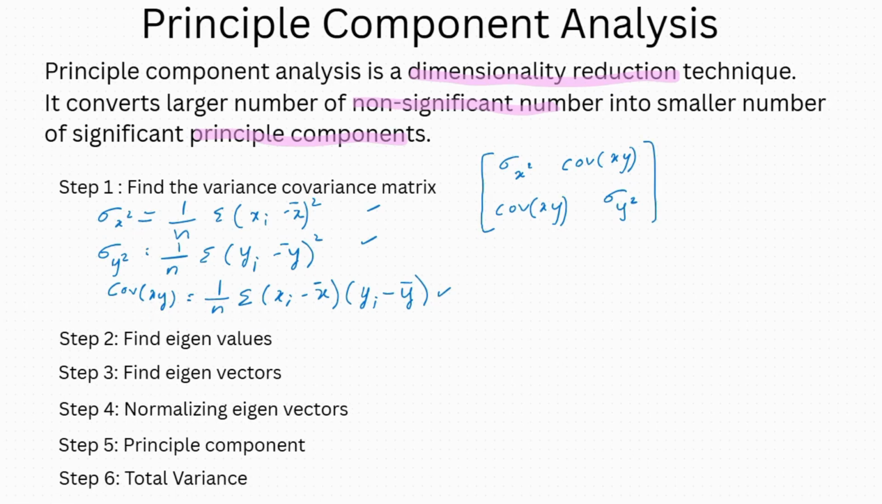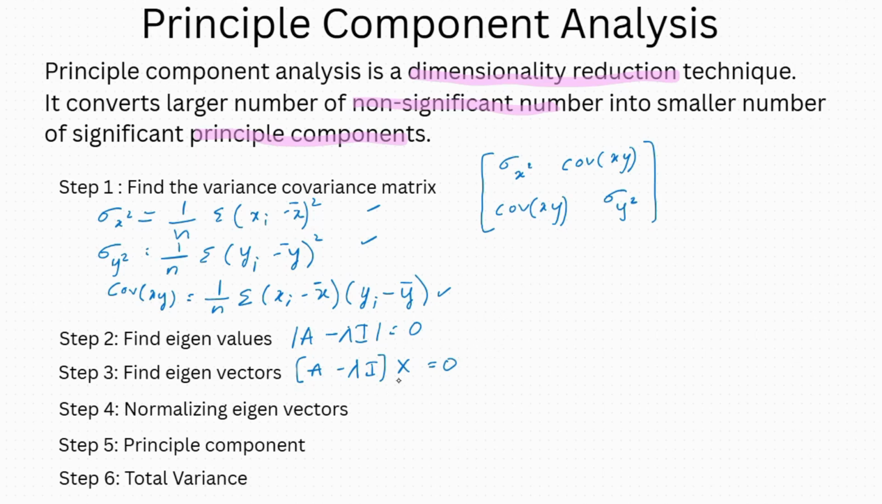In the second step, eigenvalues can be found by using the det of A minus lambda I is equal to 0. Third step is we have to find the eigenvectors. Eigenvectors can be found by using A minus lambda I into x is equal to 0.